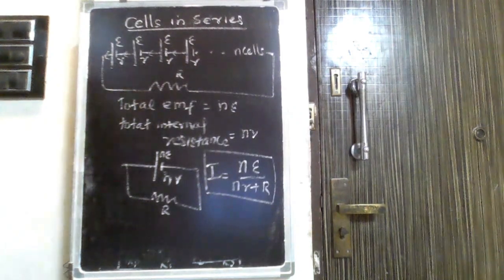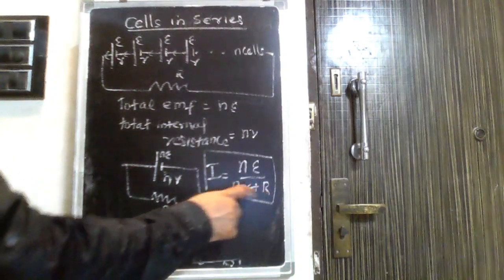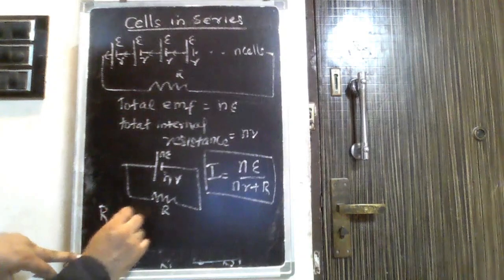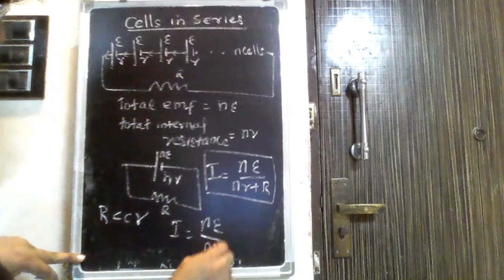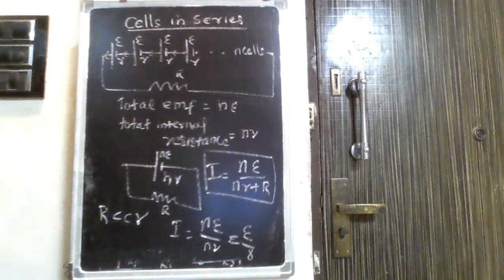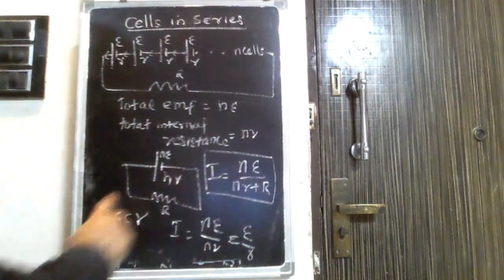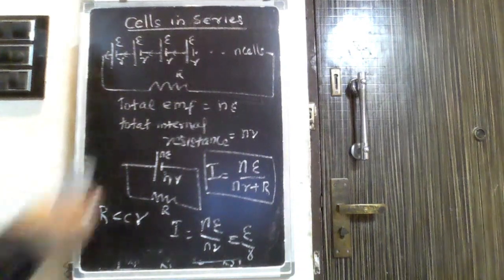This is the most important information you should know. So n cells in series, the current is nE by nr plus R. If your R is very small compared to nr, that means your R is negligible, then I becomes nE by nr, which is E by r. That means it will be equivalent to one battery sending current only. So if I get my R very small and neglect it, then I'm going to get current because of one cell only. That means it's equivalent to one cell.